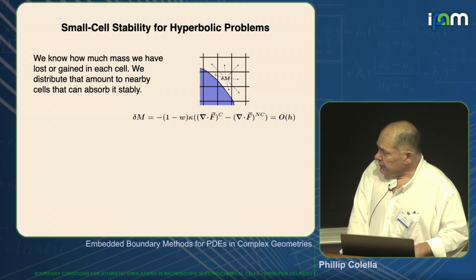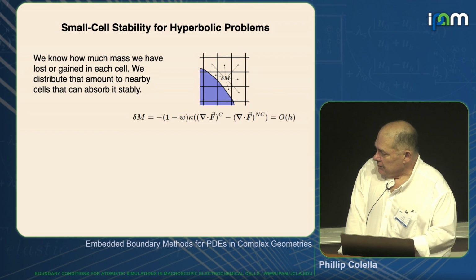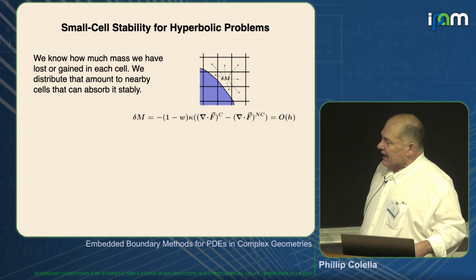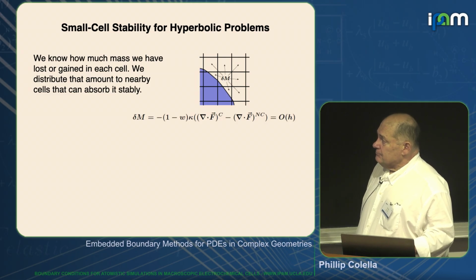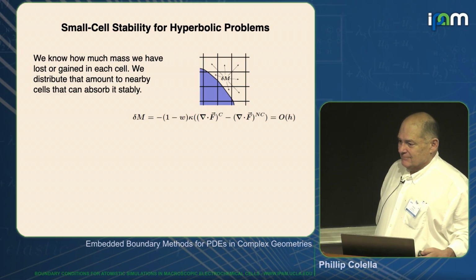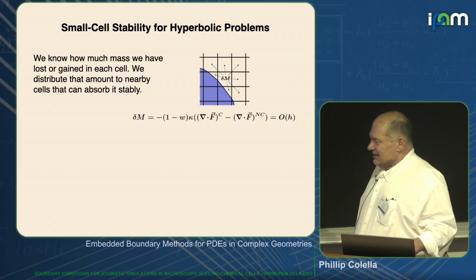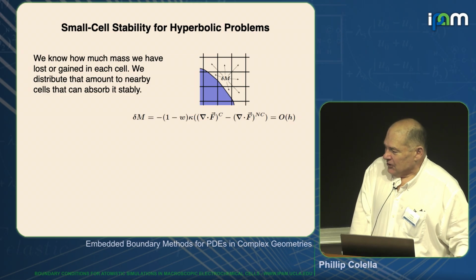Now, if you have been careful to create a consistent scheme for the conservative and non-conservative schemes, this is order h, or order h^(p-1). Now, you know how much stuff there is. You can take this amount of stuff and redistribute it to nearby cells that are large enough to absorb it. So, end of story. Except, you know, we all like to dink around with things.